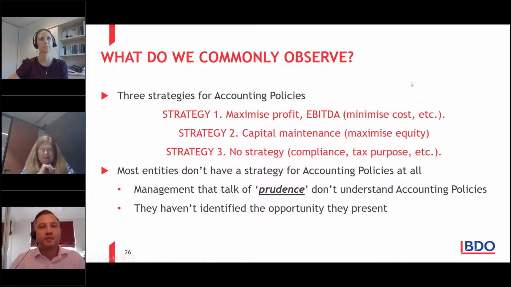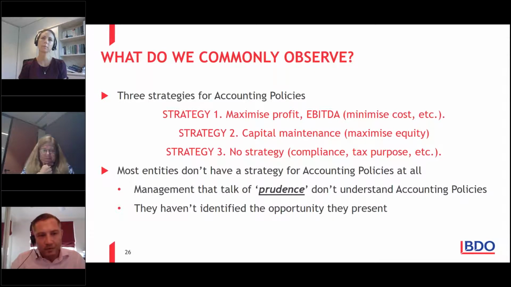I actually spent some time over the weekend, because I'm sad and lonely, and did some research into whether there'd actually been some academic publications on choices in accounting policy. And it's a bit of a bastardized answer, but over the weekend, I discovered that there is a general tendency towards three strategies in accounting policy selection.